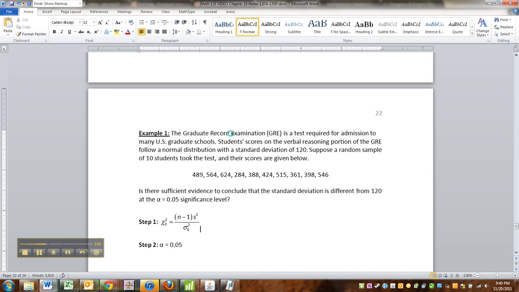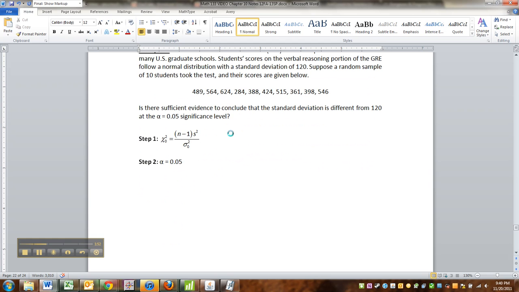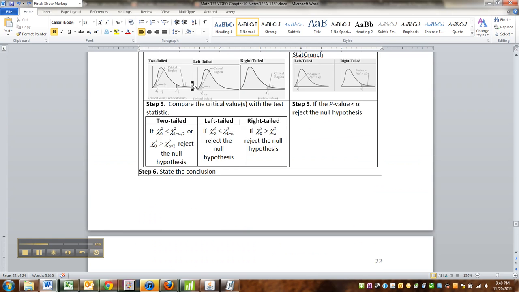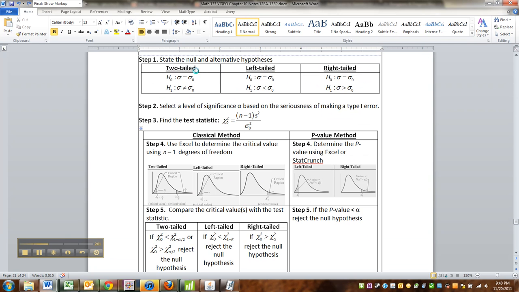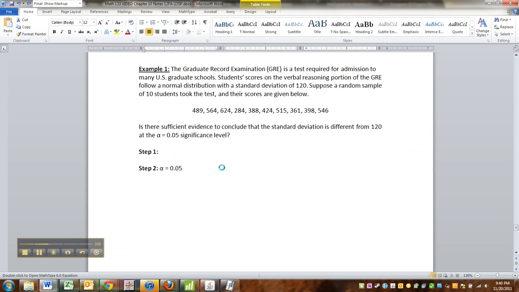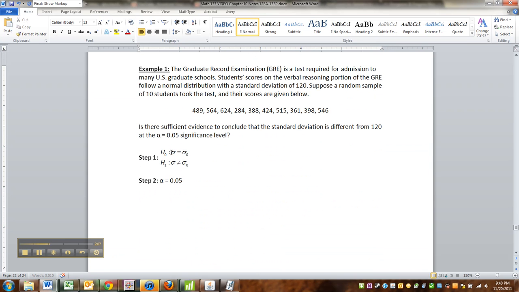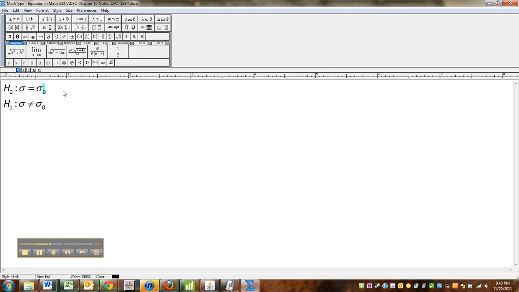All right, and you know what? It occurs to me that I didn't tell you to do classical or p-value, so I guess we'll just do both and see what happens. Let's start with the classical. I grabbed the wrong thing. I grabbed test statistic, which is not what I meant to grab at all. Oh, there it is. Okay. So we want to know, is sigma equal to 120 as they supposed? Or sigma not equal to 120.